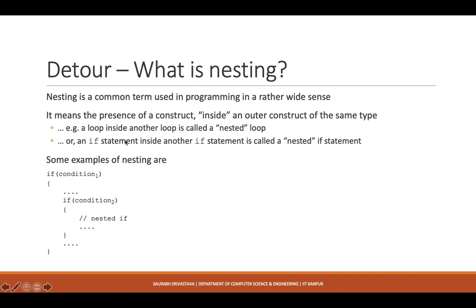So nesting essentially means that you are going to use a particular construct inside another construct, right? So this is not just applicable to loops or switches. We can also have, for example, nested ifs. So essentially within an if construct, I have another if construct. So this is a kind of nesting. They are the same constructs. And nesting is a very common term that is used in programming.